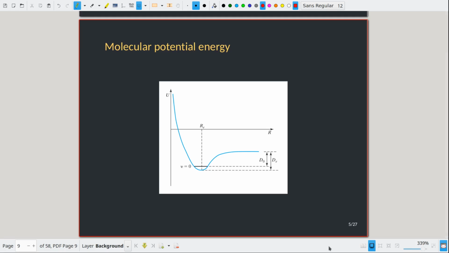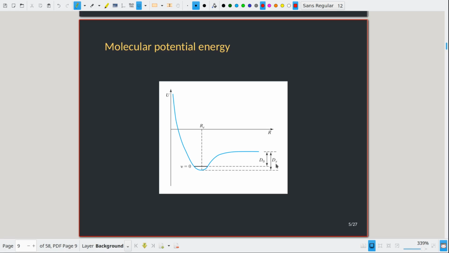This is a molecular potential energy curve. So we will have a certain distance, R_e, where the potential energy of that system reaches its minimum. And this is what we call the bond length. So the nuclear separation when the potential energy is at its minimum is called the bond length. This term here, indicated with the letter D with the subscript e, is actually the dissociation energy.